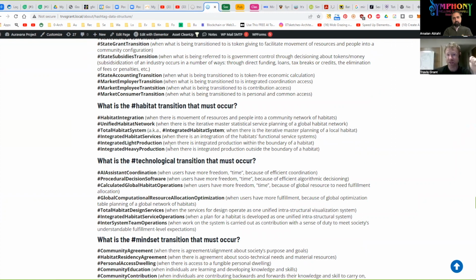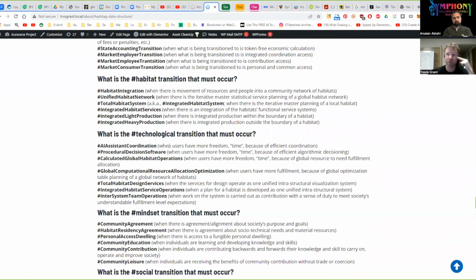Although heavy production isn't necessarily integrated within the bounds of these habitat services, but some distance between or outside, because you typically don't do heavy production inside the city or inside the habitat. Some do, sometimes you do, like in California where you live, where they mine oil inside Los Angeles, but that's more rare. What is the technological transition?